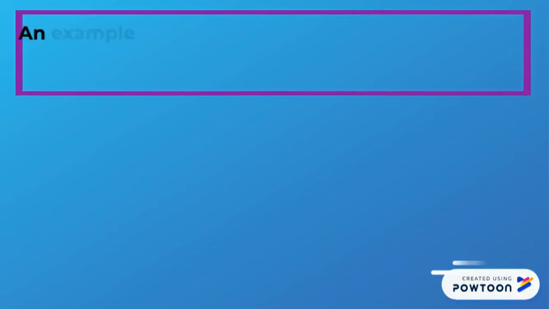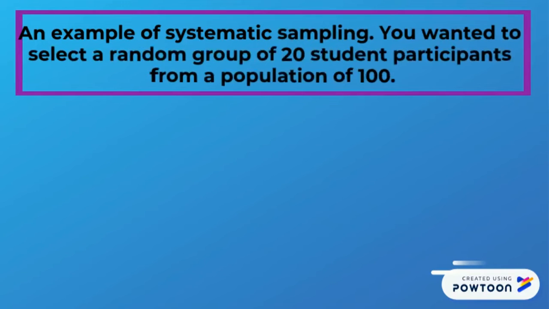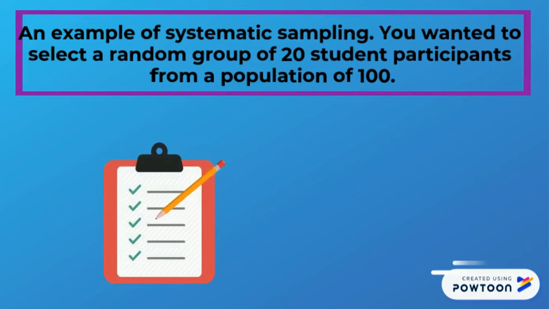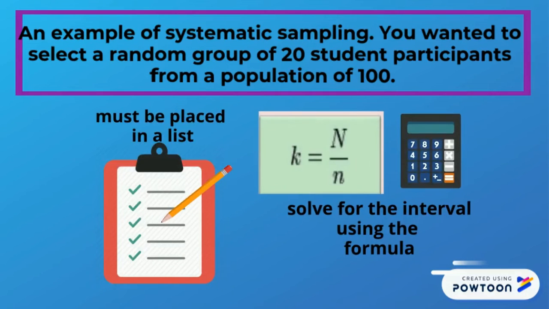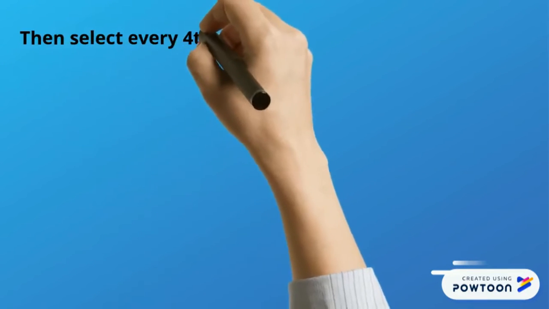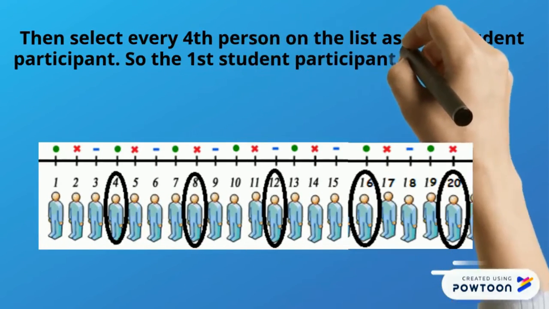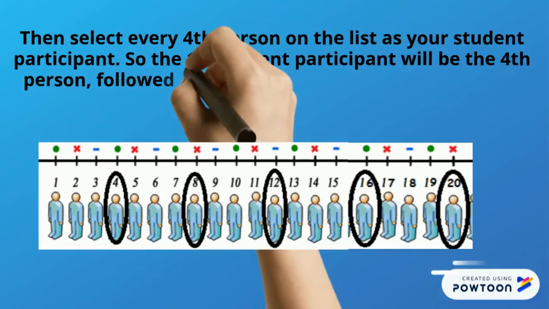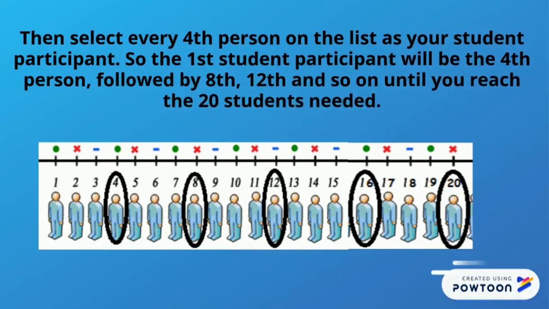An example of systematic sampling. You wanted to select a random group of 20 student participants from a population of 100. Using systematic sampling, all the possible students must be placed in a list and you must select your starting point. Solve for the interval using the formula. Then select every 4th person on the list as your student participant. So the first student participant will be the 4th person, followed by the 8th, 12th, and so on, until you reach the 20 students needed.